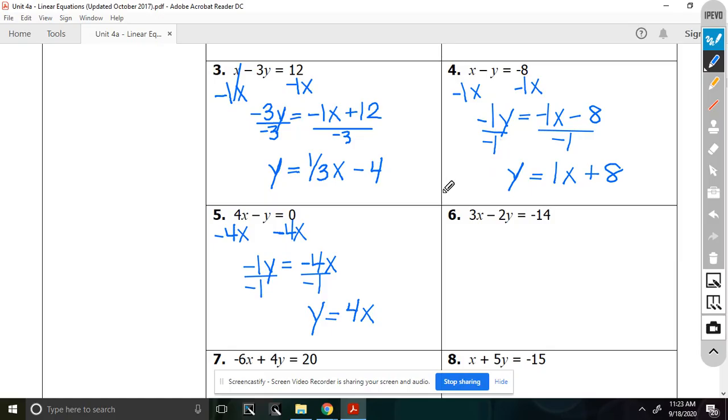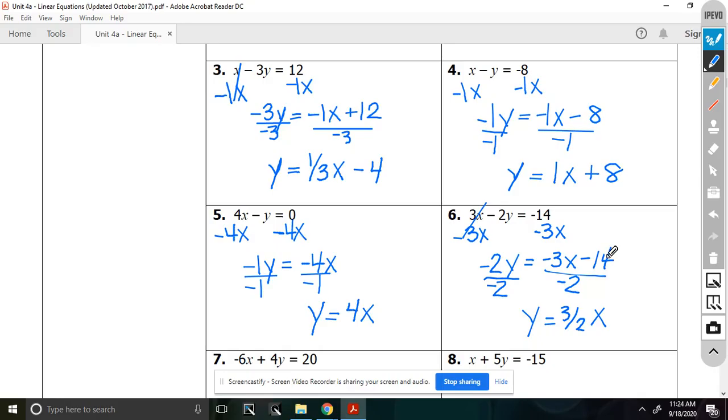All right, so number 6, we're going to subtract 3x from each side. Subtract 3x. Those cancel out. I have negative 2y is equal to negative 3x minus 14. Divide everything by that negative 2. Divide all of this by negative 2. I get y equals, I know a negative and a negative is going to give me a positive, and then I have 3 over 2 that does not simplify nicely, so I'm just going to write 3 over 2 x, and then I know negative 14 divided by negative 2 is positive 7.